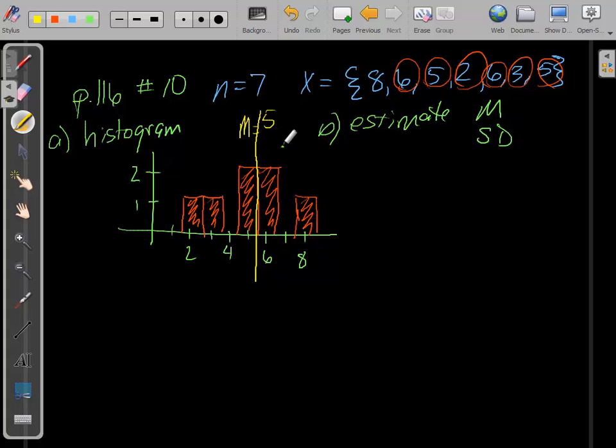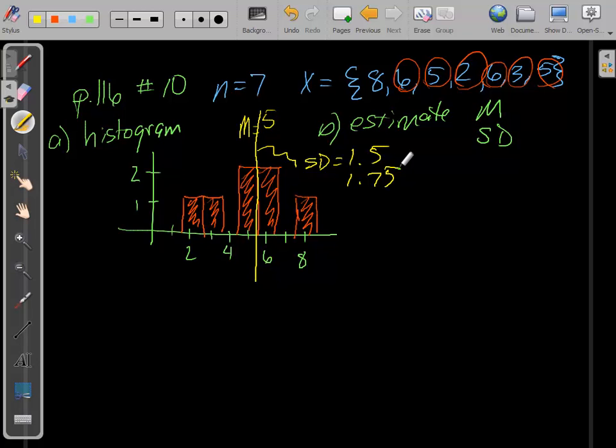And in terms of standard deviation, so how far away is each observation on average? Well, the high is 8, and that's 3 units away. The low is 2, and that's 3 units away. So I'm going to say that the standard deviation is maybe 1.5. Maybe I'd even go as high as 1.75. So like halfway, the square root of 3 is like 1.78 or something. Okay, so that's how I'd estimate.